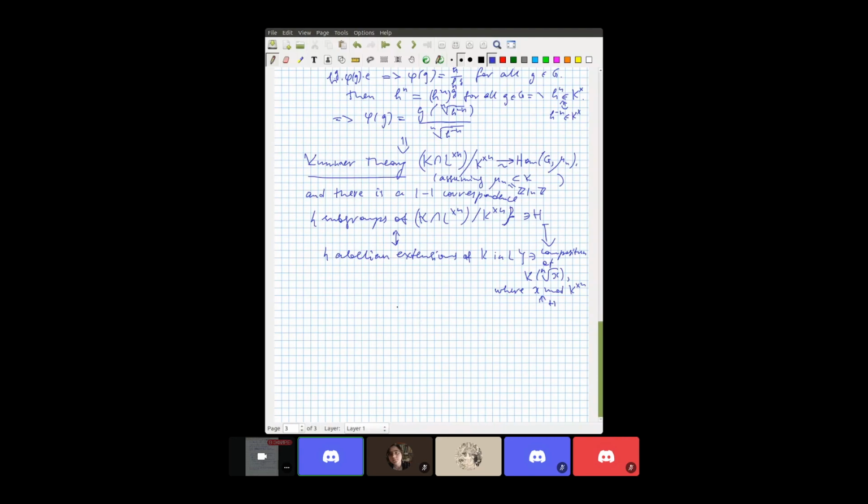Okay. In particular, to get the maximal abelian extension, you have to take the whole H. So you take all nth powers of elements of L that belong to K, and you adjoin to K nth roots of these elements. So this is the Kummer theorem.